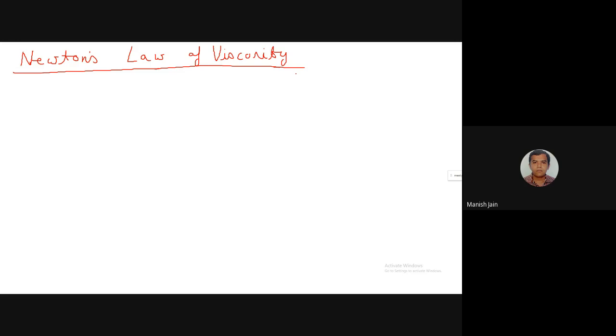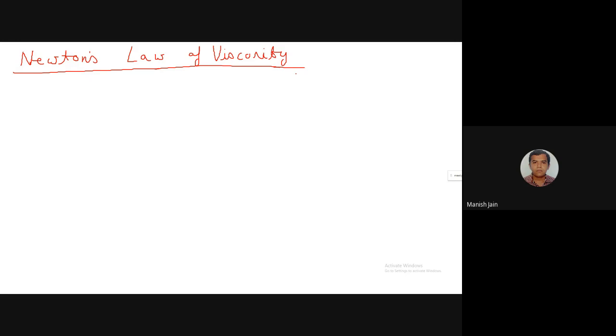There are two types of model. First is the theoretical model. Second is the empirical model. Empirical models means the mathematical models which are derived from experiment. So there is no basic theory behind Newton's law of viscosity. Newton's law of viscosity was derived from experimental data.